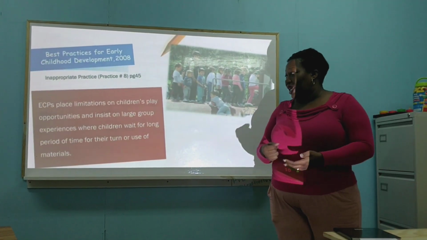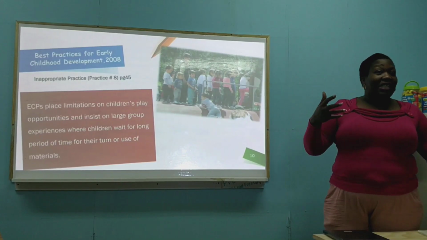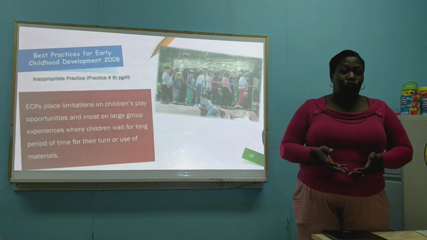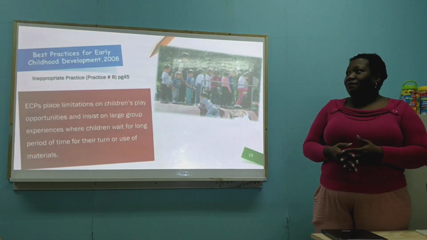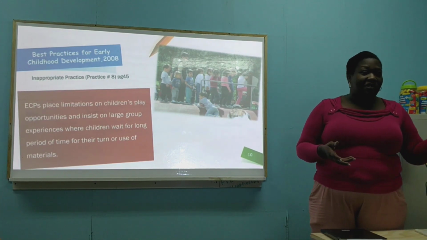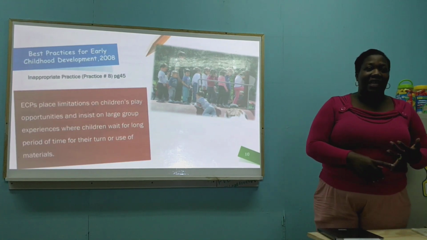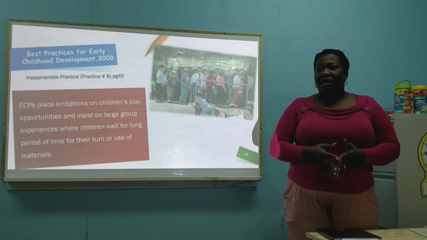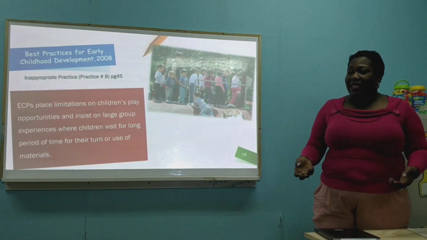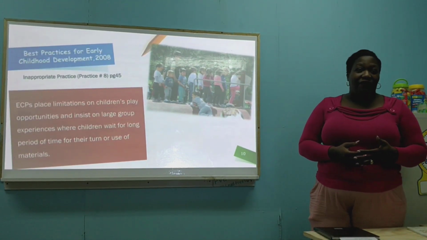Inappropriate practice number 8: early childhood practitioners place limitations on children's play and opportunities and insist that they only play in large groups. This, for me, is a problem because I've gone to the playground and seen children in long lines, waiting to use the slide or waiting to use the seesaw. And they're just standing there, waiting their turn. That's not appropriate for this age group.